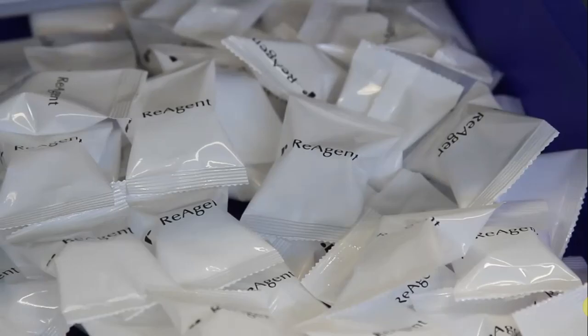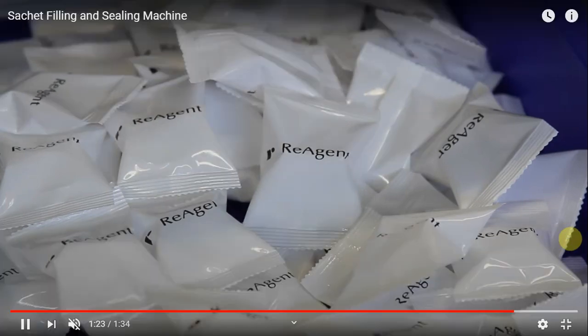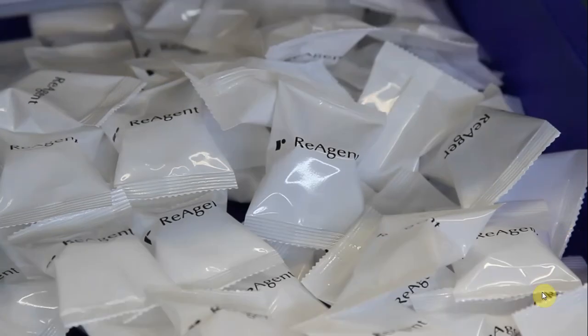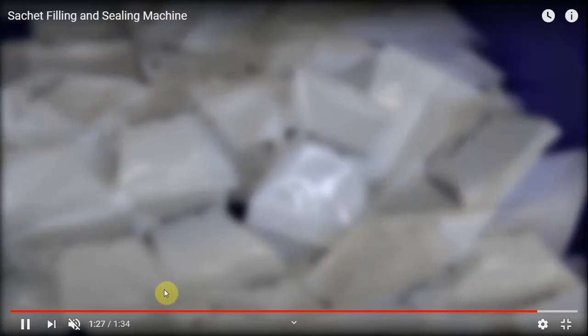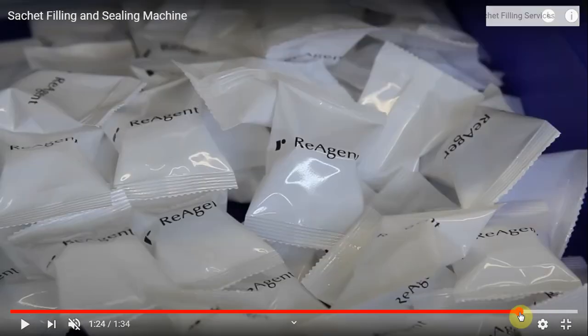and the powder granules which are filled inside the sachet are then cut into pieces, and finally you can see that cutting is also done and the sealing is also done. You can see the sachet filling and sealing, and not only the filling is done by the machine, but also the sealing is done by the machine.